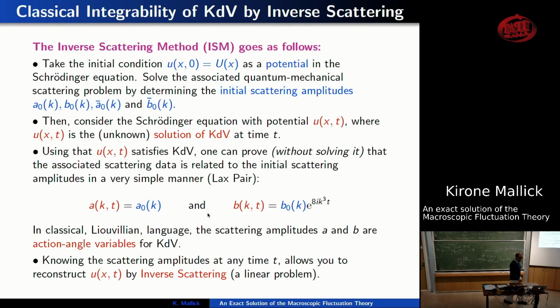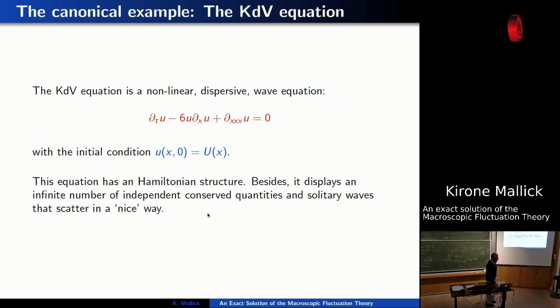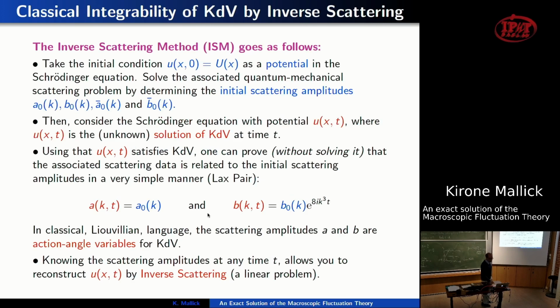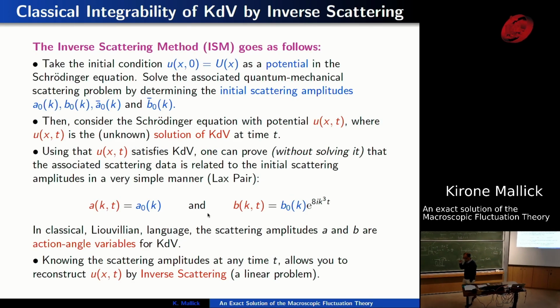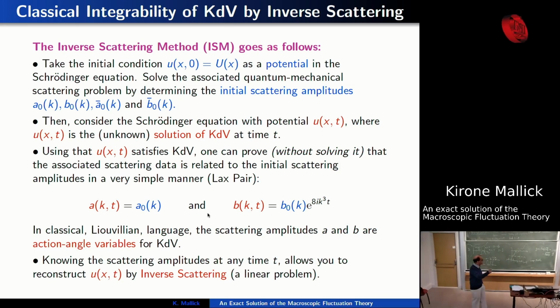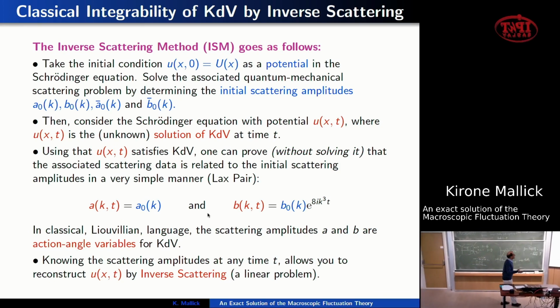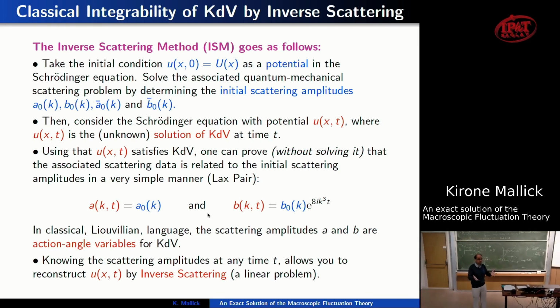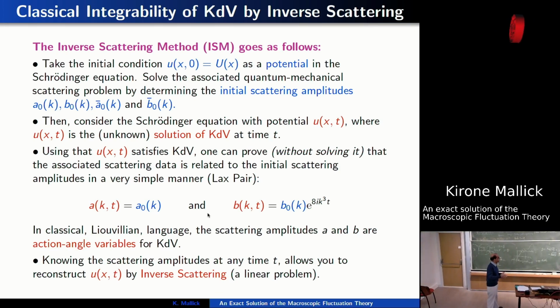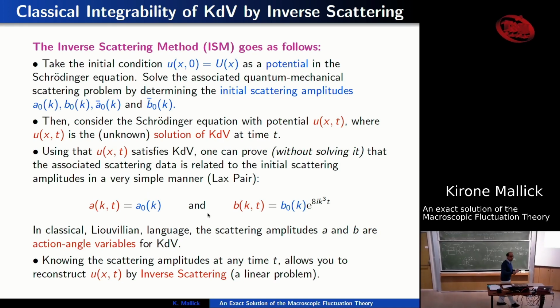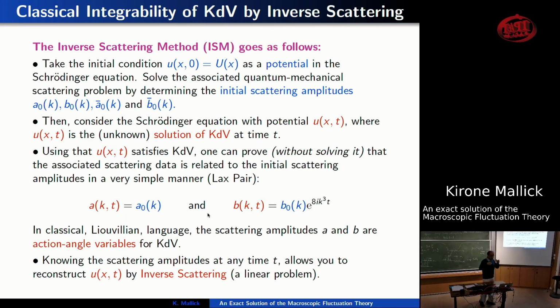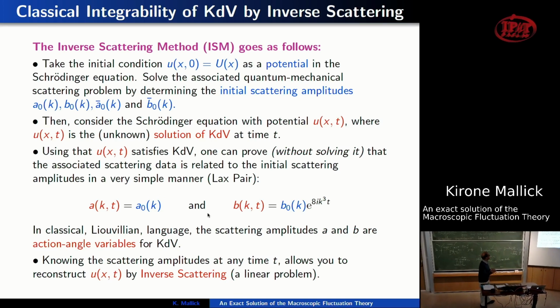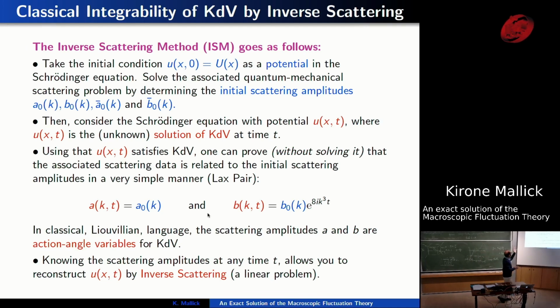So you want to solve KdV with initial condition u(x,0), capital U of x. What you do first is that you put your initial condition, capital U of x, as a potential in a Schrödinger equation, and you solve this Schrödinger equation, and you compute the scattering data associated with it. A priori, it has nothing to do with KdV. But you just take the initial condition of KdV and put it in Schrödinger and give it to your students to compute reflection and transmission coefficients. And I call them A0, B0, A bar 0, and B bar 0.